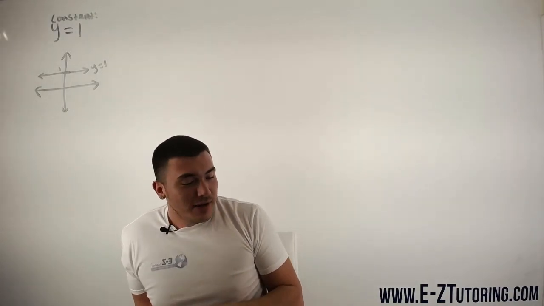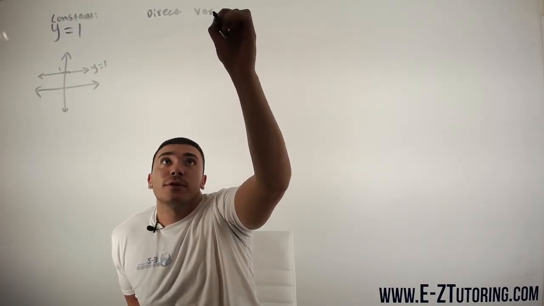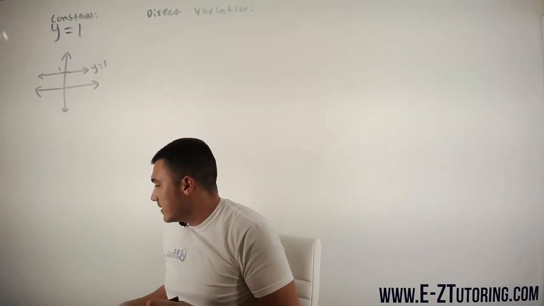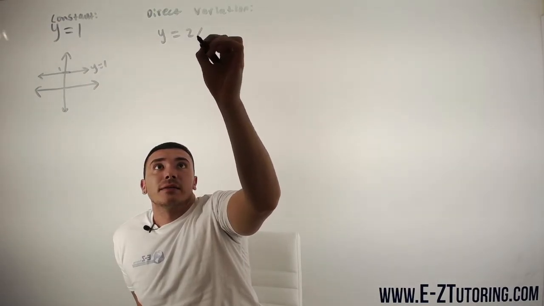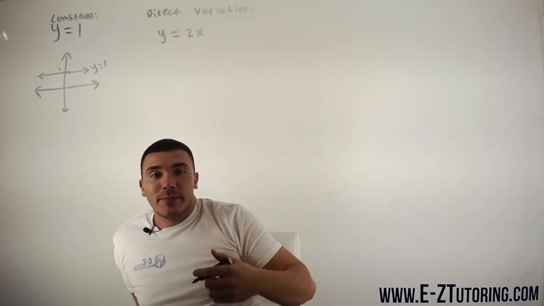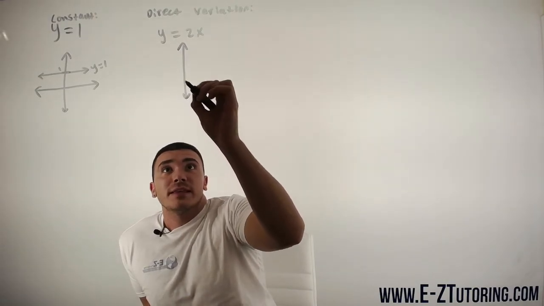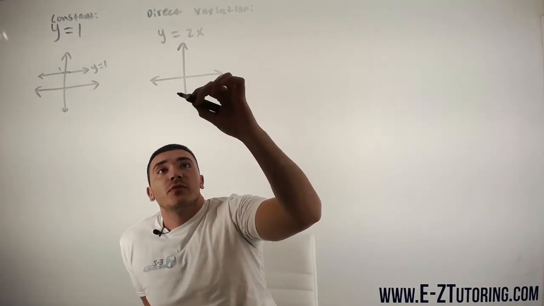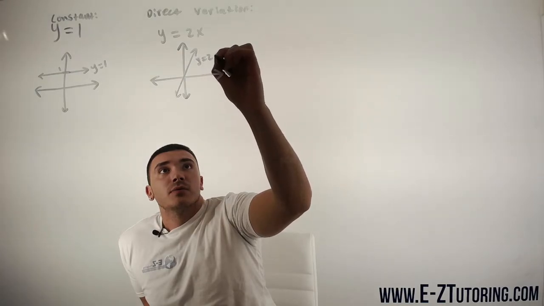Now, your next type is a direct variation. If you guys did see my video on variation, you'll know that a direct variation is where y and x are on the same level. An inverse variation is where x would be on the bottom. So let's suppose we have y equals 2x. The graph of this is just linear. It's a linear graph with a slope of 2. So it'll look something like this. Y equals 2x.